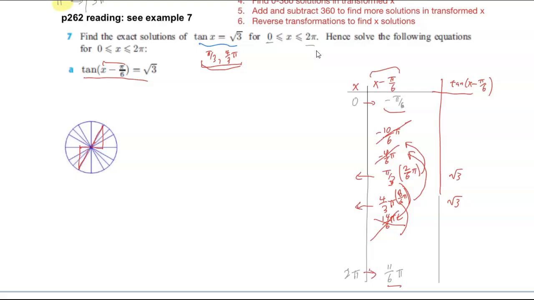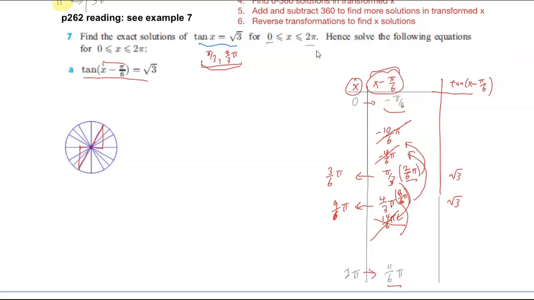Okay, so we have 2/6 pi, and to go back to the x domain from this domain, we need to do the opposite of minus pi over 6. We need to add pi over 6. So we're going to take 2/6 pi and add pi over 6, and that would be 3/6 pi. And then 8/6 pi, we're going to add pi over 6, and that would be 9/6 pi. So those would be the two valid solutions.